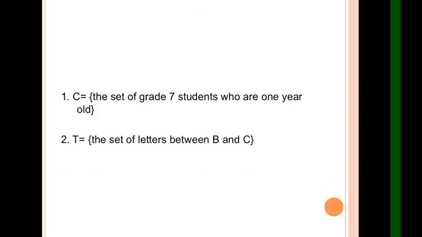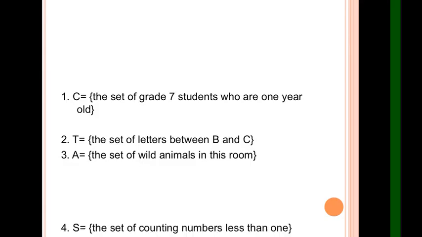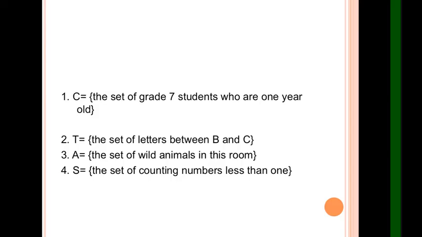Set T is the set of letters between B and C. Is there any letter between B and C? Is there? 3. Set A, the set of wild animals in this room. If we are in a regular classroom, are there wild animals in the regular classroom? Is there? 4. Set S, the set of counting numbers less than 1. Are there counting numbers less than 1, wherein counting numbers start at 1?